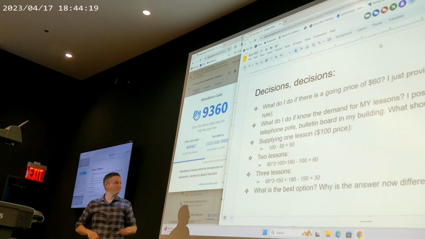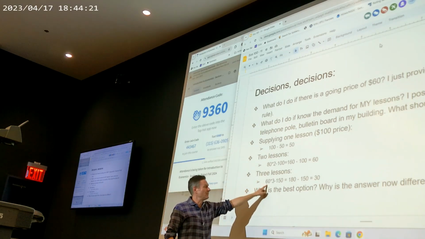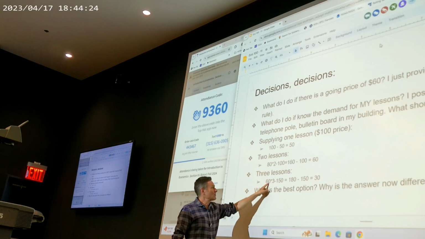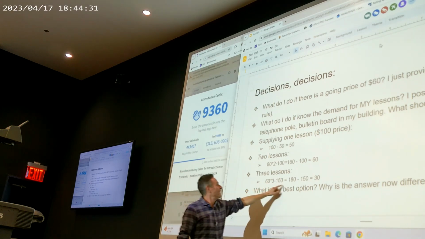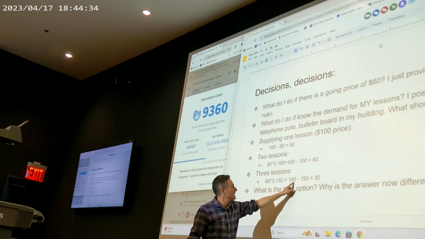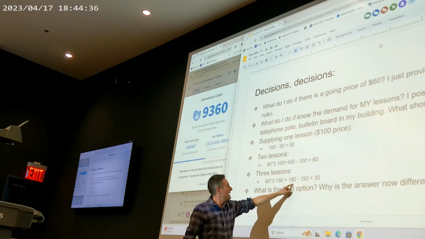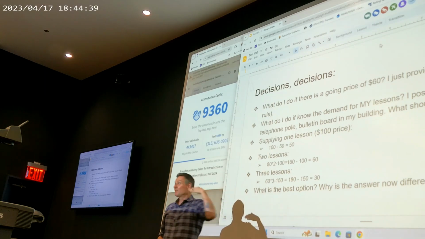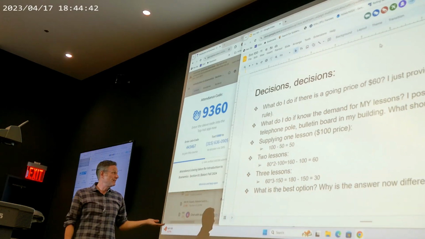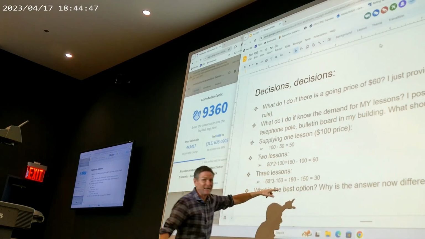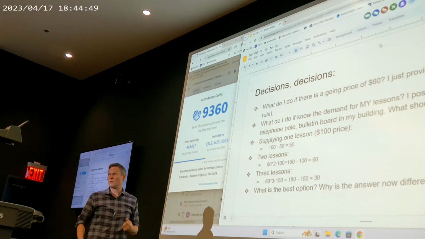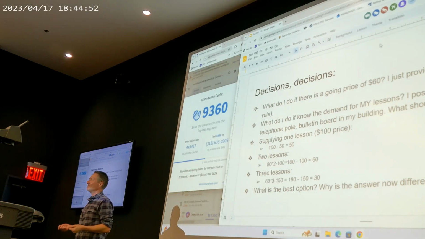I'm making profits. Look what happens when I think about this third lesson, though. I could lower the price to 60. 60 times 3 is 180, and of course my costs are 150. Now you can see that if I were to lower my price and get that third lesson, I'm only making $30 in profits. So if I use this as a guide, the answer is I should provide 2 lessons at a price of $80. That's how I maximize my profits.